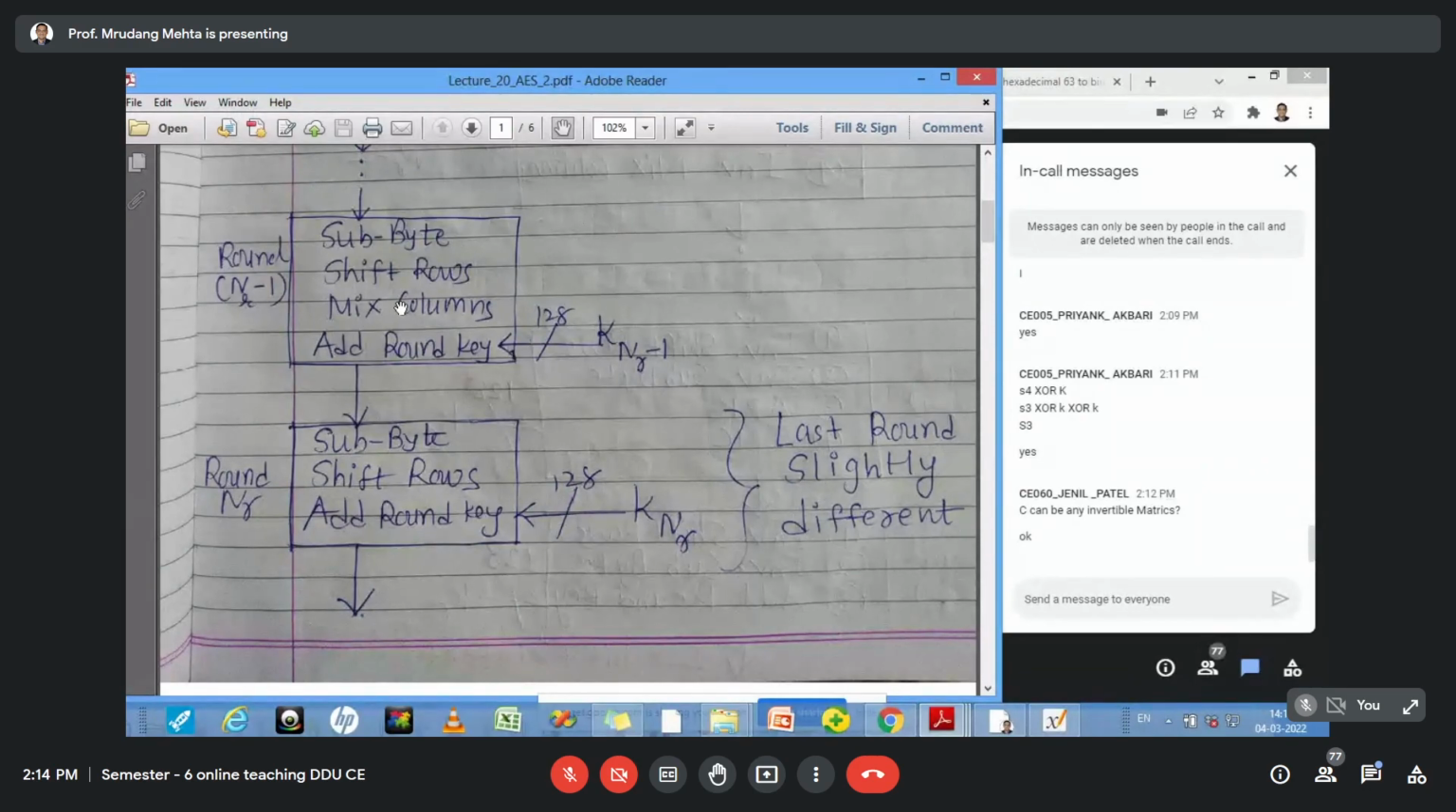And there is a reason, because we want the encryption to be decrypted. So the encrypted text should be decrypted. So the last step contains no mix column step. Is this clear? What are the total number of rounds in AES with 128-bit?